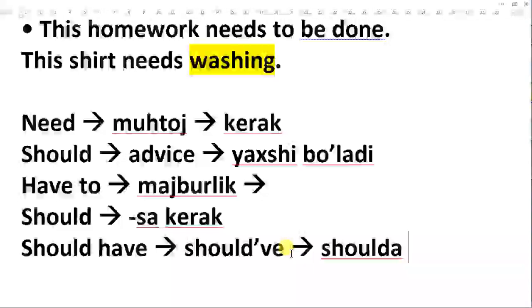Yeme degendim ki. I told you to eat. Ye degendim ki. I told you not to eat. Yeme degendim ki. I told you to come. Ke degendim. I told you not to come. Why are you here? I told you not to come. I told you to do something. I told you not to do something. I told you shouldn't. I told you not to play.